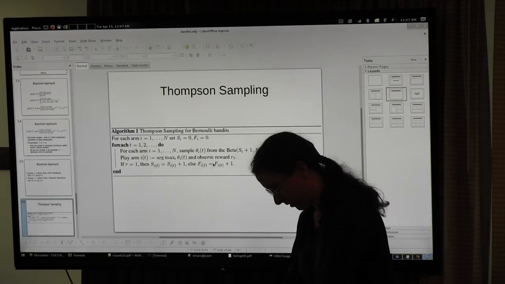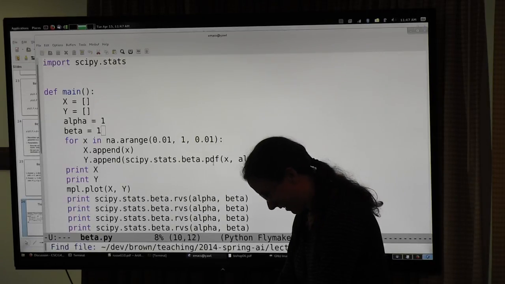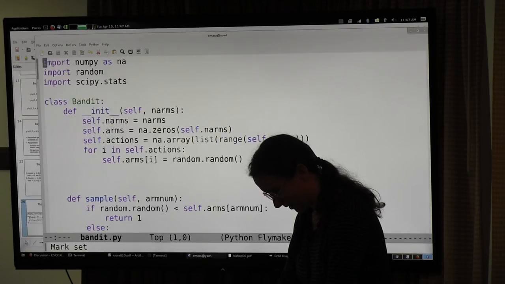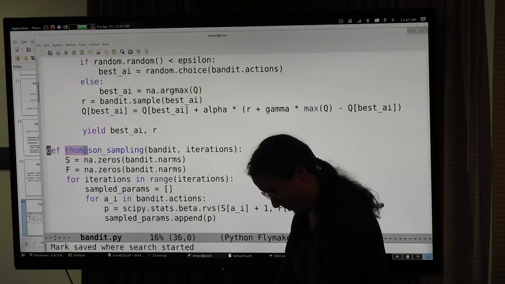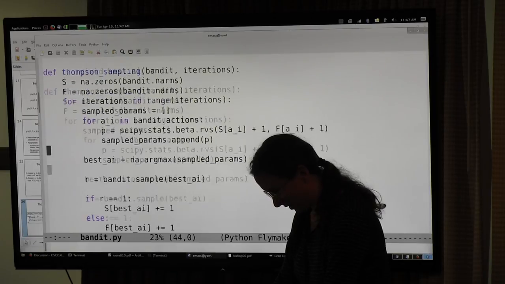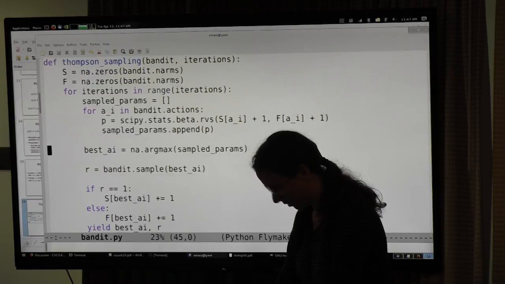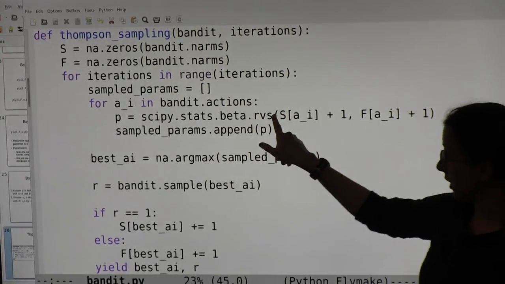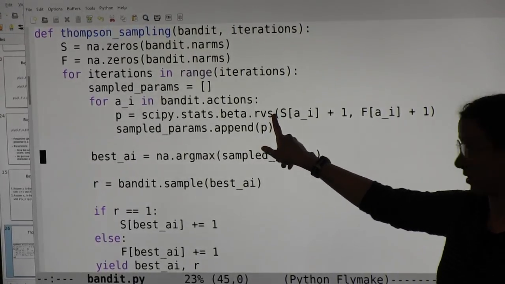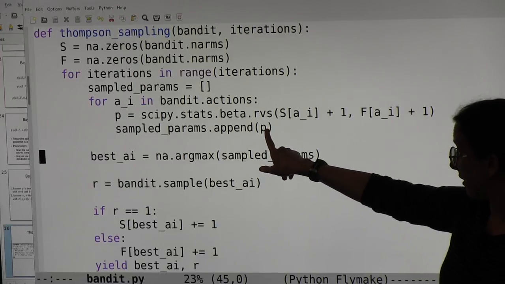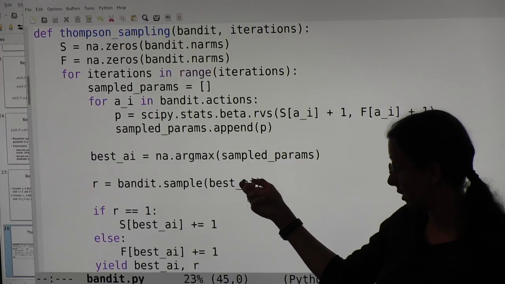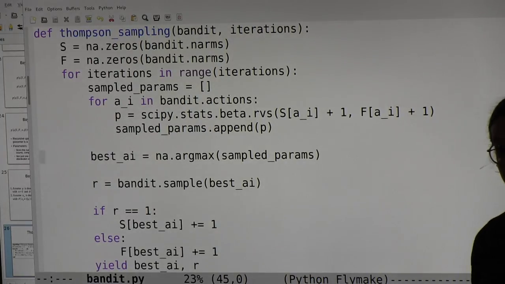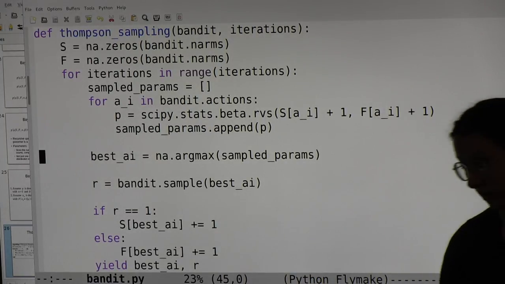So to code this up in the last 5 minutes, maybe I'll just show you the code. Thompson sampling. It's basically the same thing we were doing before. We have the successes and the failures. For each action, we sample our mu's. I call them P's here. And then we pick the best one. That's the action that we take. And then we do an update based on that. Okay? So that's the Python code of the pseudocode we just saw.